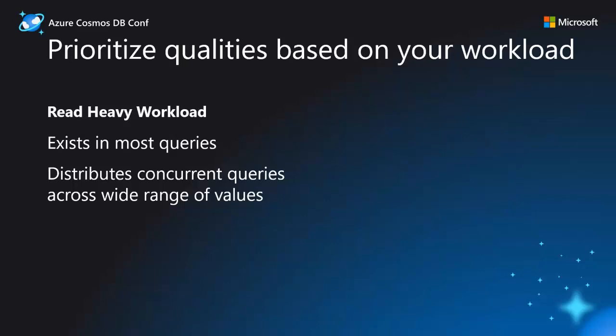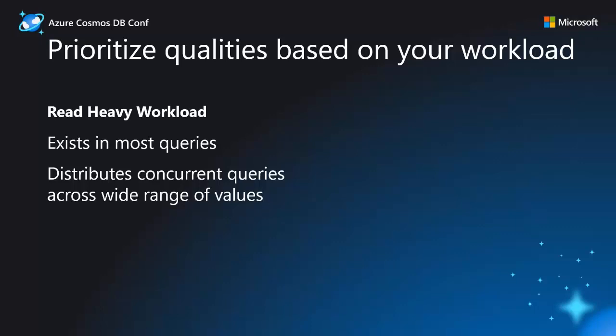Okay, so this is all well and good, but let's take a look into a couple more specific requirements based on workload type. So first, if you have a read-heavy workload, it's very important that the property that you pick exists in most, if not all, of your queries. So think back to that device ID. We're querying constantly on device ID. We want to get either device IDs for today or device IDs in general. So this is a really good choice.